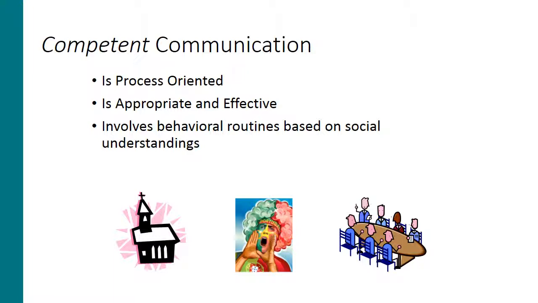Competent communication is definitely process oriented, so we are looking for an outcome, and also there's steps to being a competent communicator, and we will learn that throughout the semester. We know when to communicate appropriately, and we're more effective when we take our time to really assess the situation and communicate according to the situation. And it definitely involves behavioral routines based on social understandings. This is where our culture comes in. And so we understand that given certain circumstances, we're going to behave differently. That's a competent communicator. So my examples there, if you're at church, you're at a sporting event, or you're at work, you're going to behave differently simply because the context requires that.